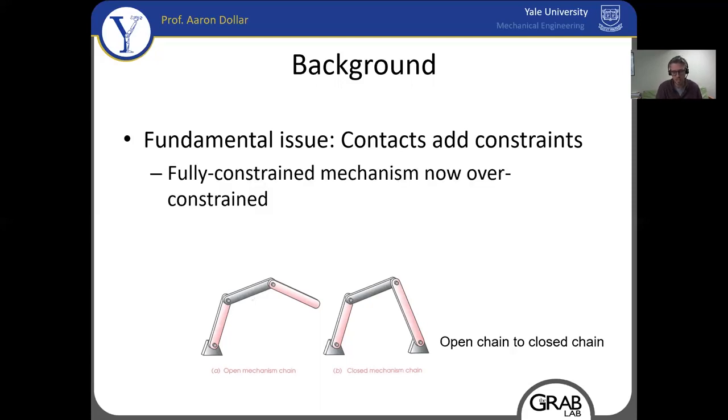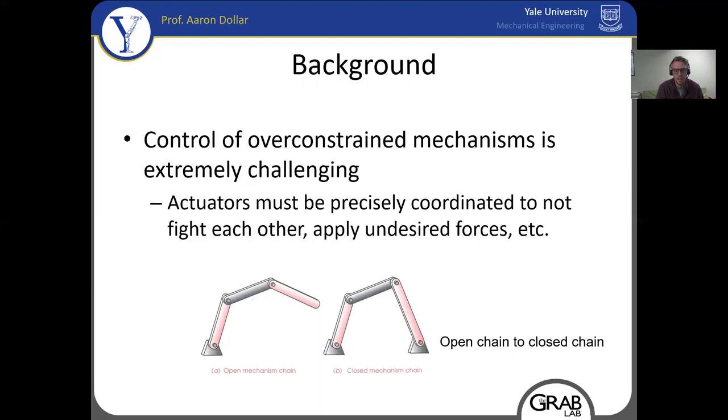That fully constrained mechanism is now over-constrained, and often highly over-constrained, and controlling over-constrained mechanisms is extremely challenging. The redundancy makes it so that the actuators have to be precisely controlled and coordinated, not to fight each other, not to apply undesired forces, etc. And that's especially difficult in the presence of uncertainty, where you don't know the contact location, you don't know the properties of the object you're in contact with, or you don't know the precise configuration of your robotic system.